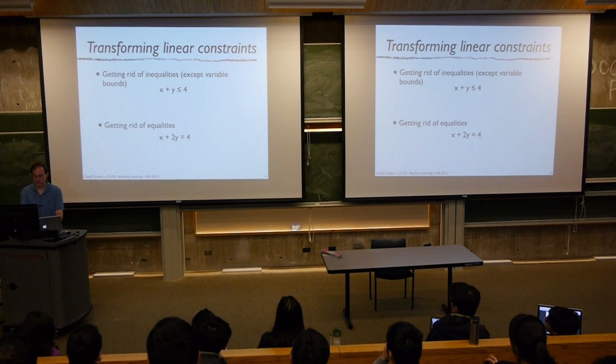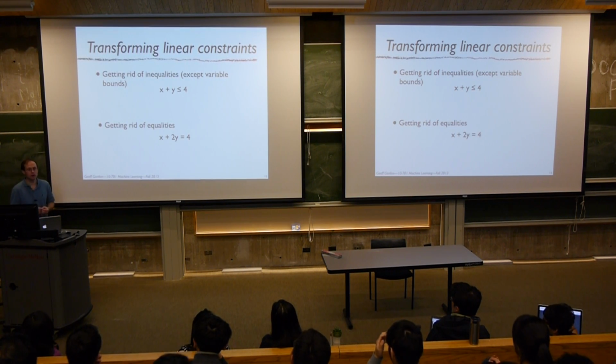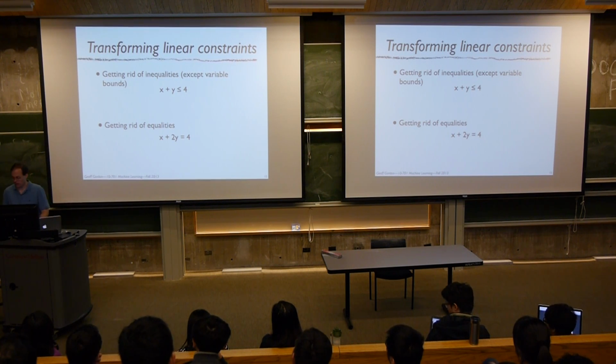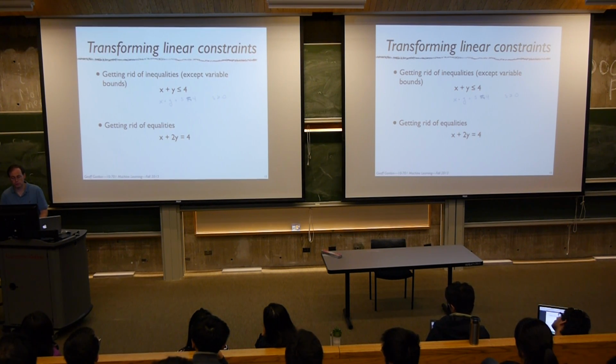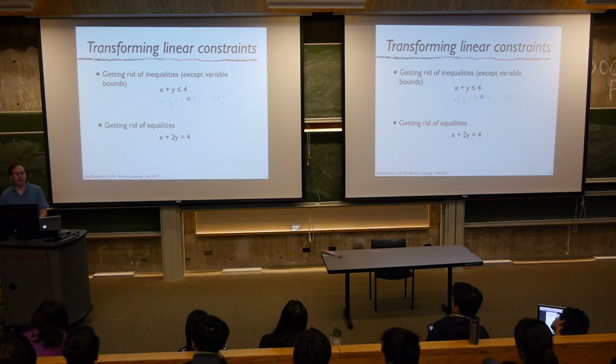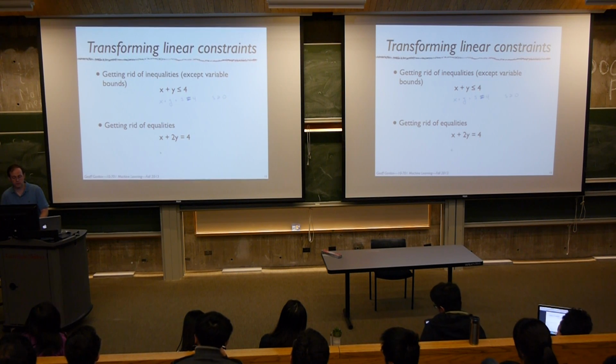So Alex mentioned this last time. We can transform linear constraints. We could get rid of every inequality other than variable bounds by saying something like x plus y plus a new slack variable s is equal to 4, and s is greater than or equal to 0. And so we turn this less than or equal to constraint into an equal constraint by adding a non-negative variable into our formulation.